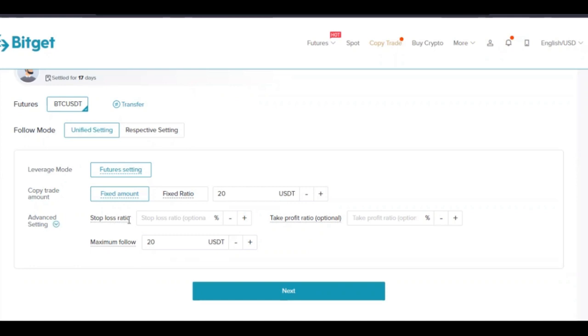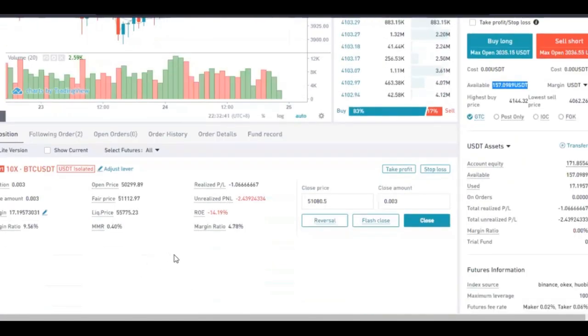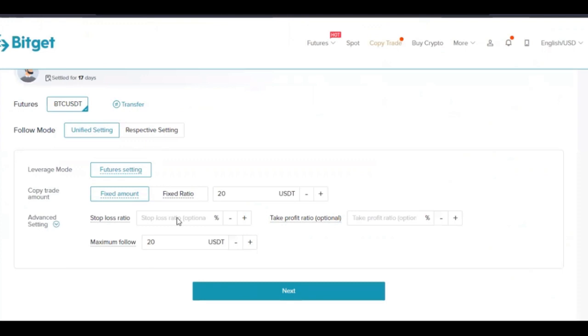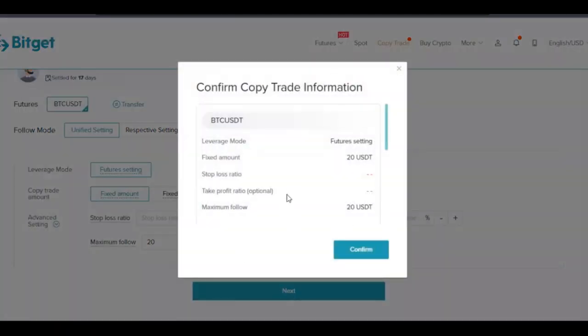And then the stop loss ratio and take profit ratio, I just leave it open. I don't put anything there. But as this trade is currently going, which I will show you in a moment, I have a trade that is currently running. If I'm not comfortable with the trade, I can manually close it by just coming here to close this trade and take profit. So once I finish on this, I just click on next. Once I click on next, it will tell you that this is your settings. You just go ahead and click on confirm.